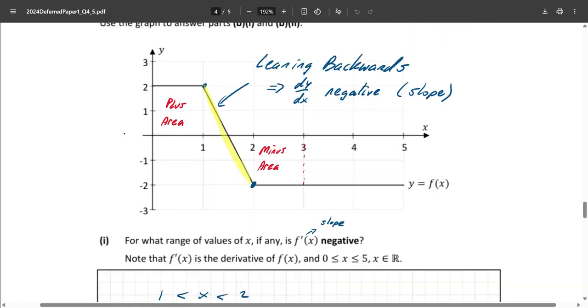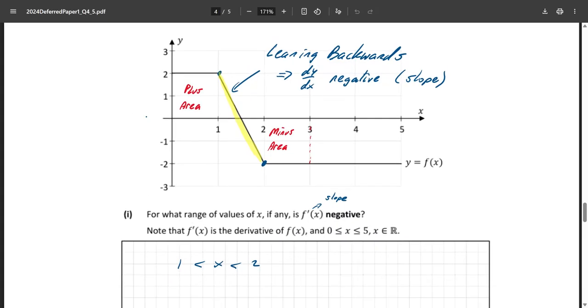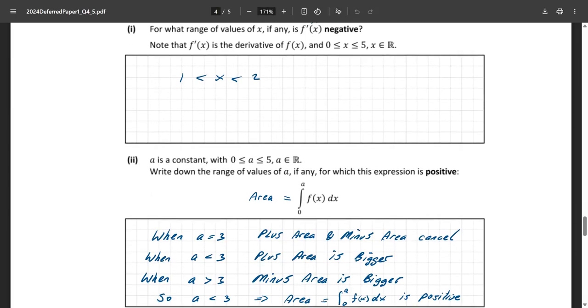And there's your answer. So basically, as long as the x value is between 1 and 2, it's leaning backwards. Simple as that. So it's a very simple answer once you know what you're doing. But if you didn't know that background information, you'd find this question impossible. Okay, so that's that. Now, the last part.